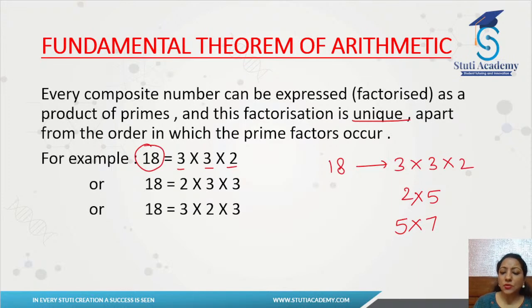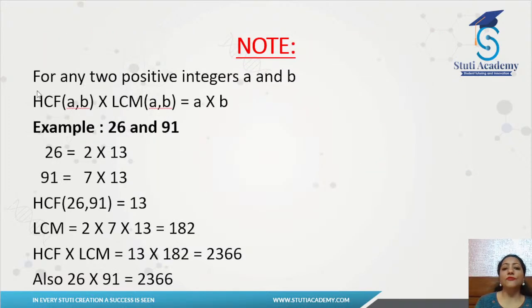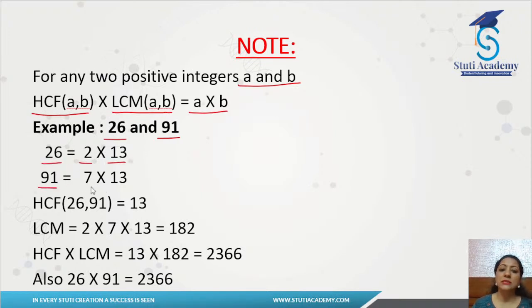Okay, now coming to the next concept. Here we have for any two positive integers a and b, HCF of two numbers a and b into LCM of two numbers a and b is same as the product of a and b. So when we have two numbers 26 and 91, we are going to first write them as product of their primes. So we have 26 as 2 into 13, 91 as 7 into 13. Now the HCF of 26 and 91, as we can see, 13 is a common factor. So the HCF here is 13 and the LCM is 2 into 7 into 13, that is 182.